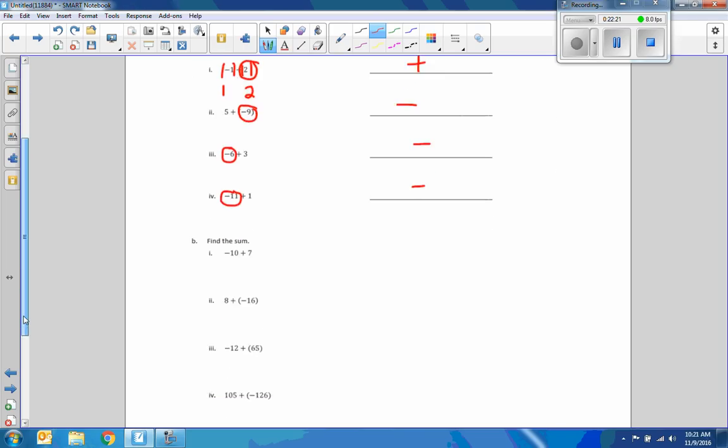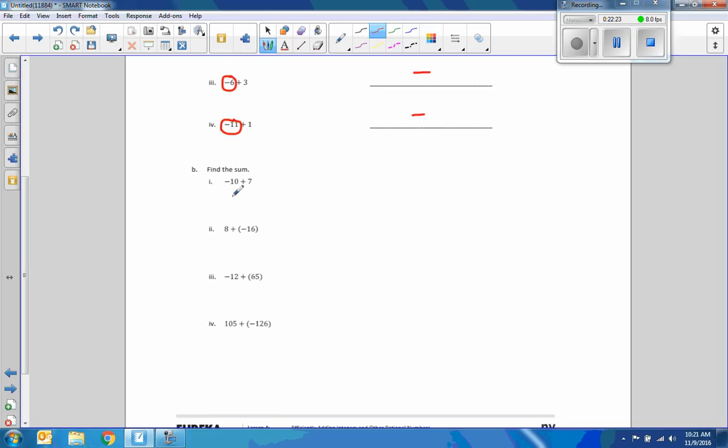Now we're going to put that into practice. Find the sum. So the rule says take the absolute value of each number and subtract them. So 10 minus 7 equals 3. The greater absolute value was 10. The sign of that was positive, so the answer is 3.